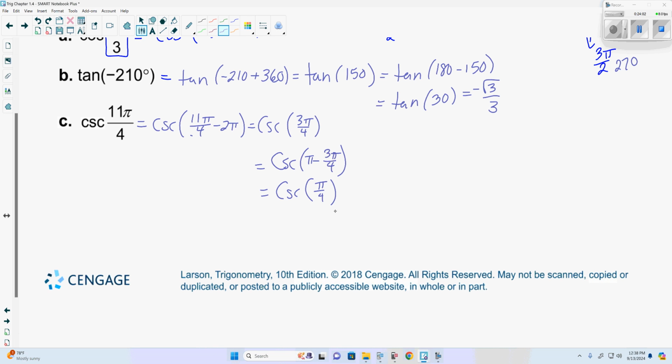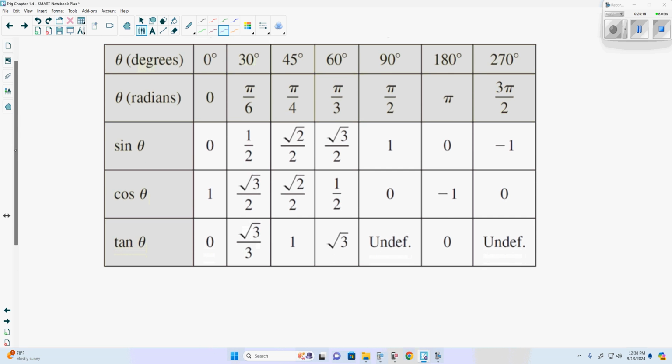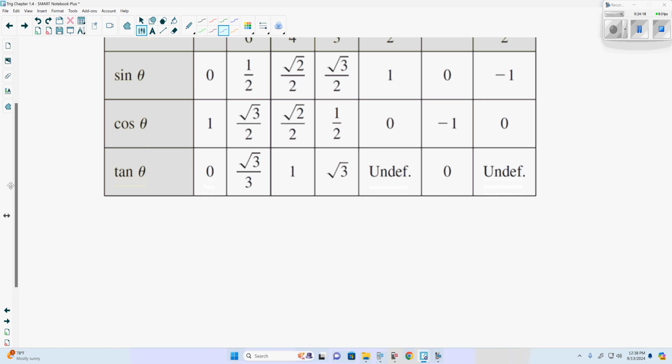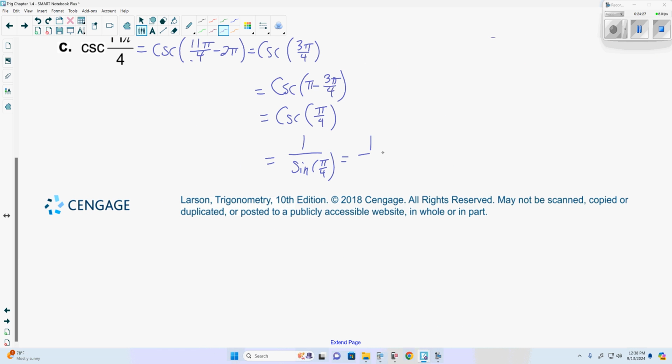Cosecant is the same as 1 over sine of pi over 4. Sine of pi over 4 is square root 2 over 2. I think this is just square root of 2.